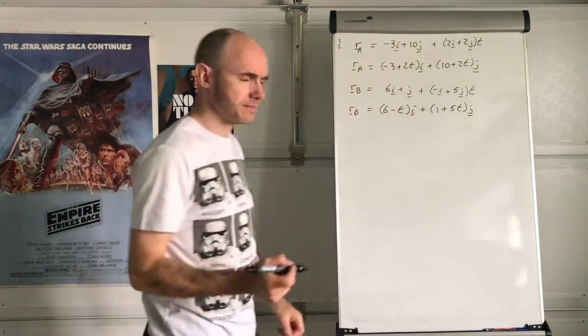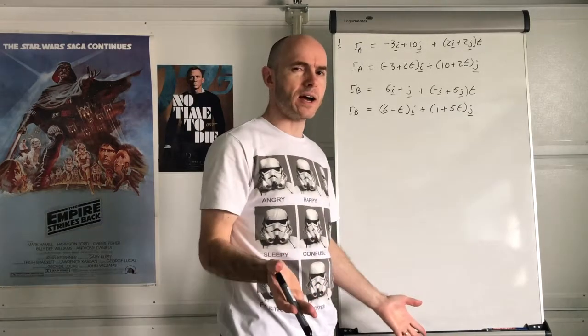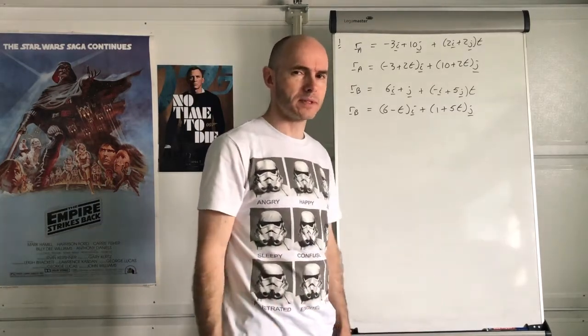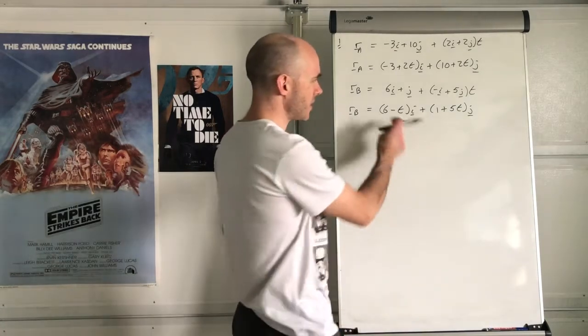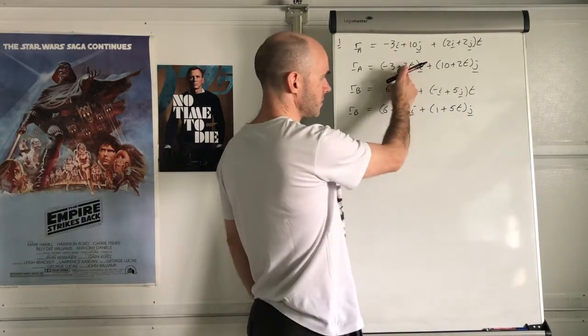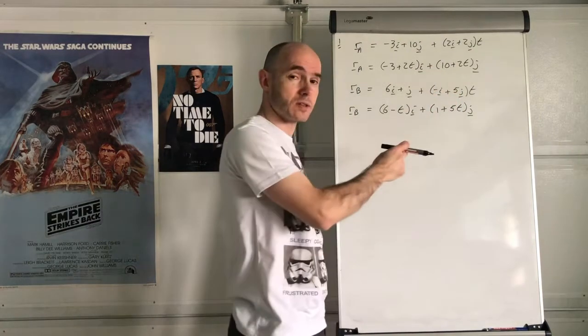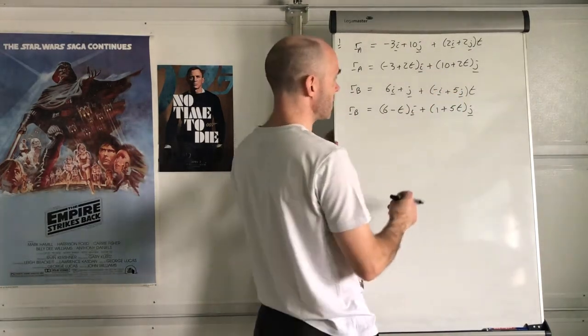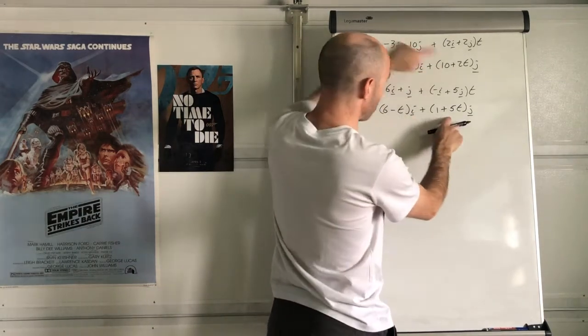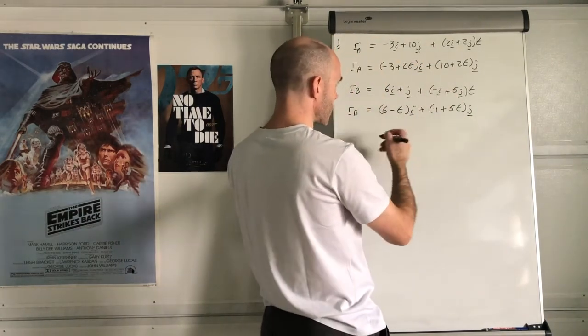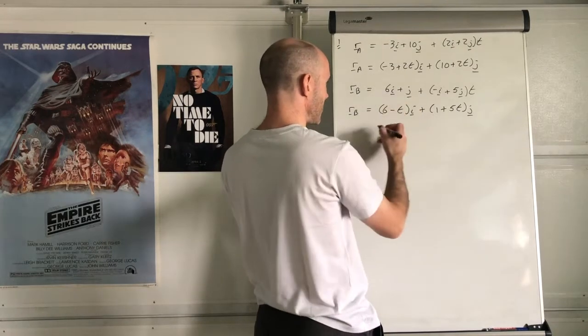Now, for them to collide, well, when they collide, they occupy the same point on the map. What that means is the x coordinates and y coordinates are identical, or in this case, the i components are identical and the j components are identical. So we've got to show that when the i components are equal, you get the same value of t as when the j components are equal. There's an alternative which I'll show you in a minute, but let's do that first, equating the i components.